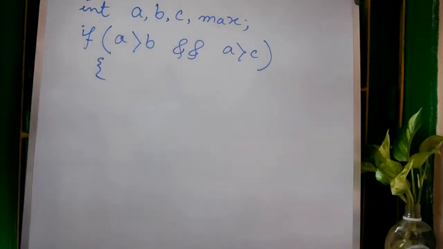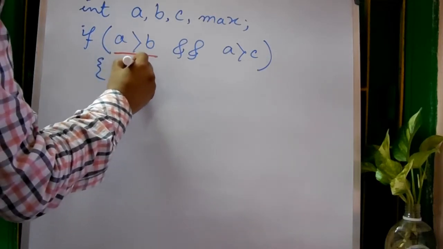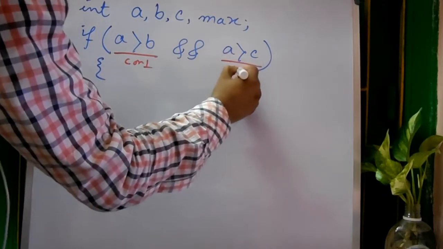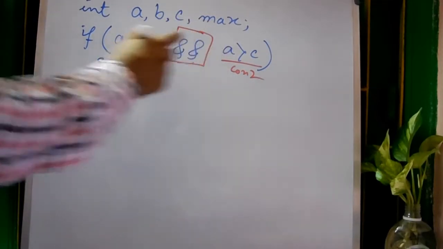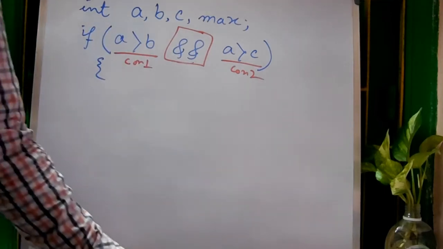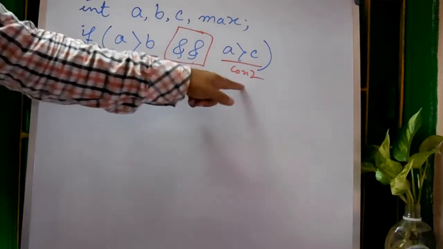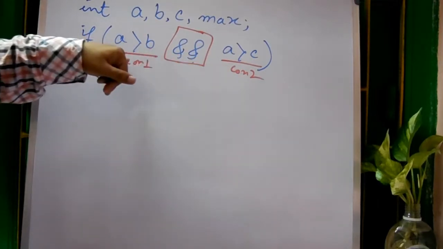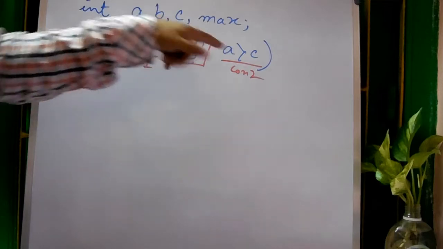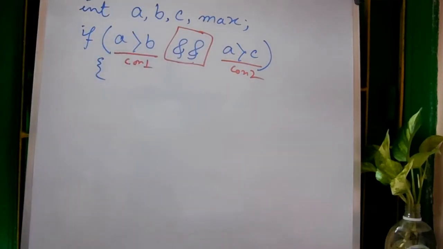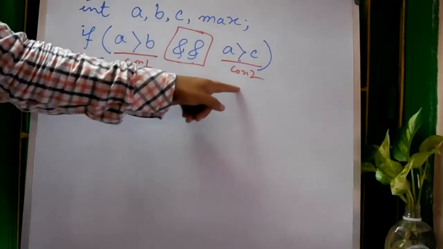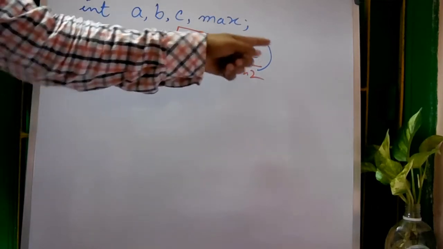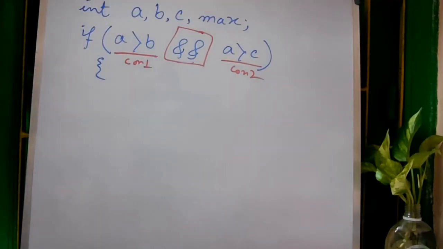So there are two conditions in this if block. This is condition number 1 and this is condition number 2, and between these two conditions the logical AND is sitting. Logical AND returns true only when both conditions are true. When this condition returns true as well as this one, only then the full if block returns true. If any one of the two conditions returns false, then the if block returns false.